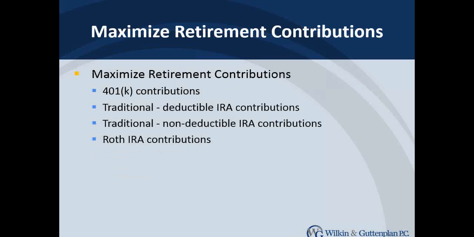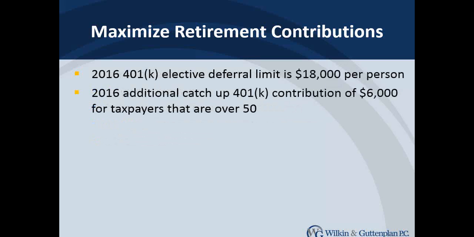So next we'll talk quickly about some retirement contributions. So we have our 401k contributions, and then we have a few types of IRAs we'll highlight. So our 401ks, these are going to be our employer-sponsored plans. The elected deferral limit is $18,000 this year. For taxpayers that are over age 50, there's an additional $6,000 catch-up contribution allowed.